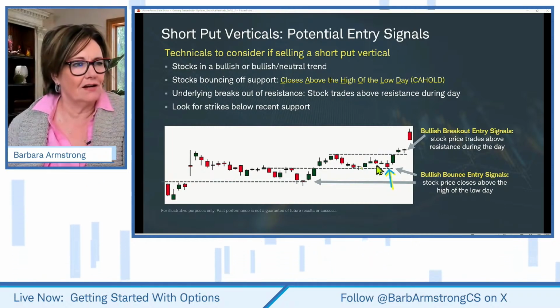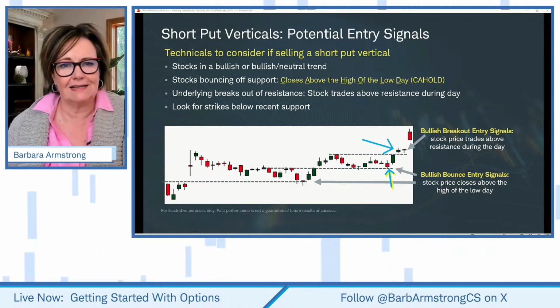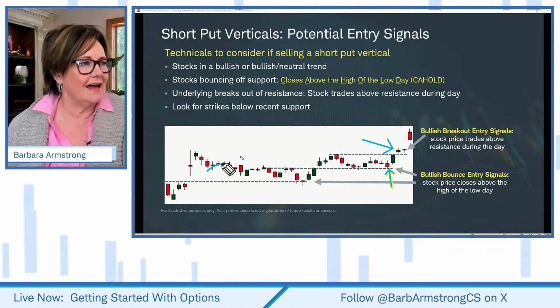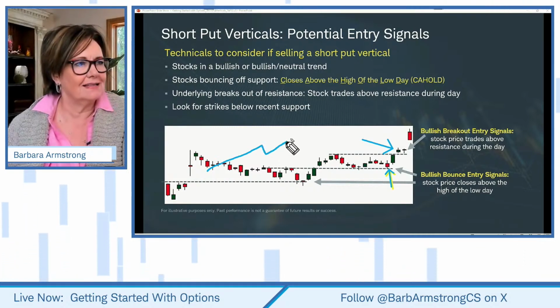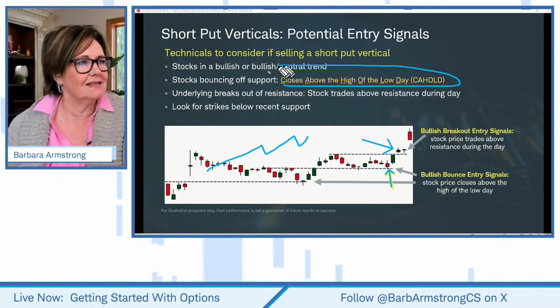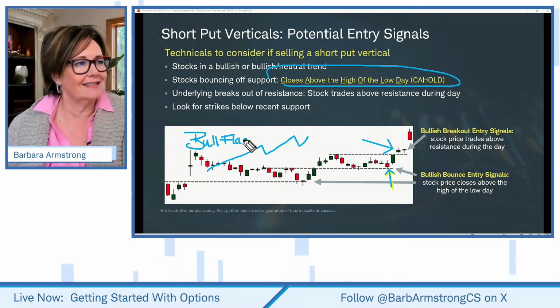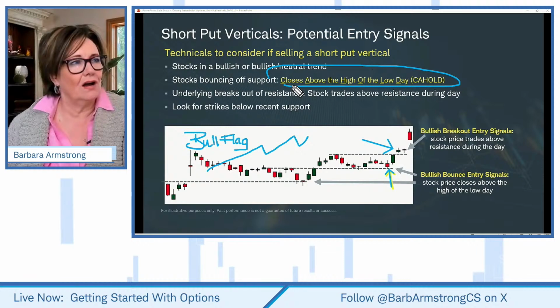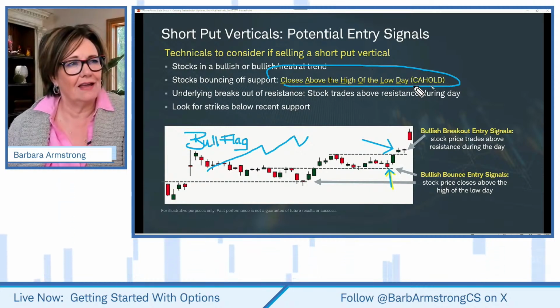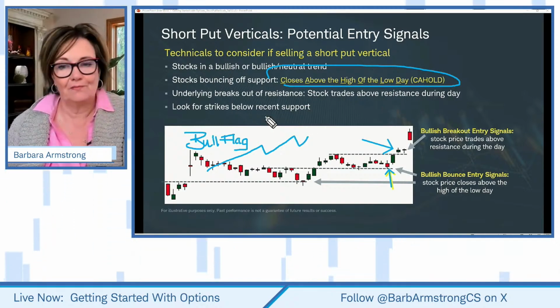But when it's bouncing off a support level, or when it's breaking above resistance, or, and we don't really have this on the chart, when we have this uptrend and we're looking for a close. This is what they call a bull flag pattern. These aren't all the entries, but these are some of the potential entries on a stock that's uptrending. A close above the high of the low day, and they call that a hold. So just to throw one more term at you, okay?